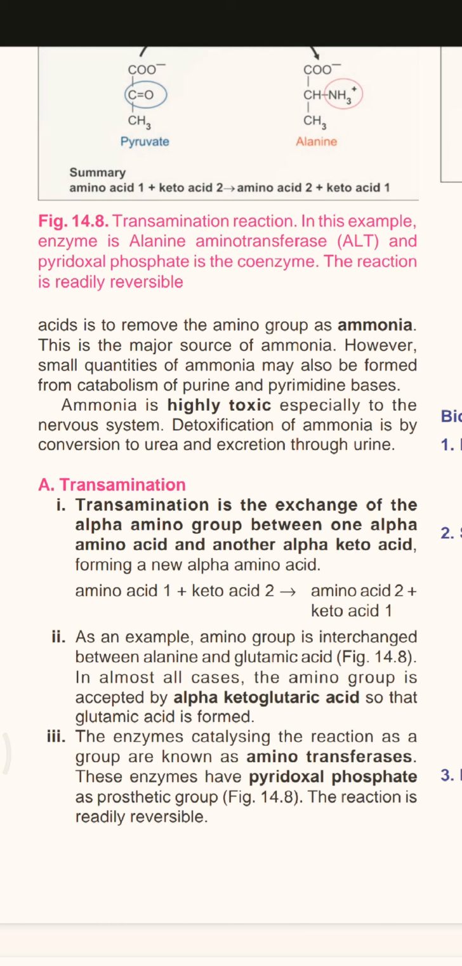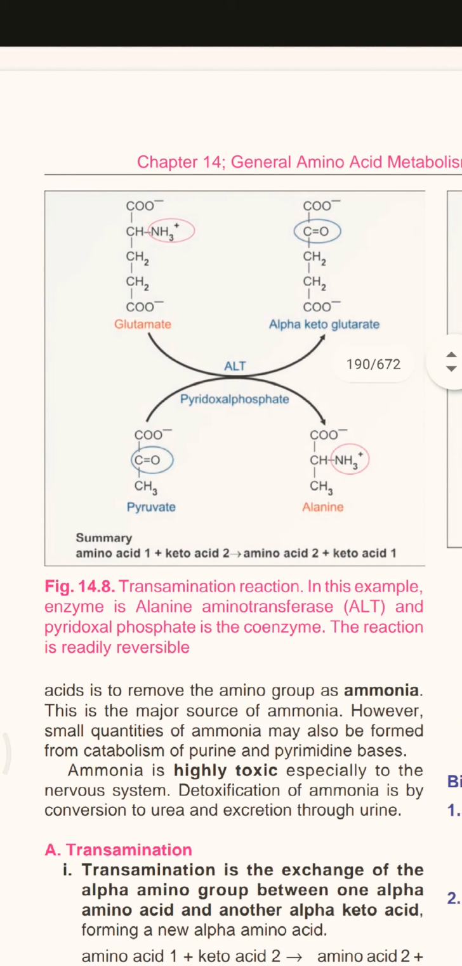So let's start transamination. What does transamination actually mean? It is the exchange of alpha amino group between one alpha amino acid and another alpha keto acid. What does it form? It forms a new alpha amino acid, as you can see in figure 14.8.